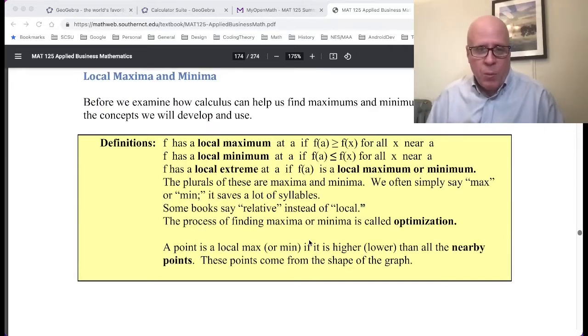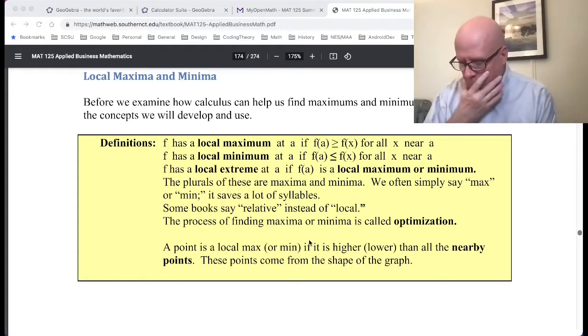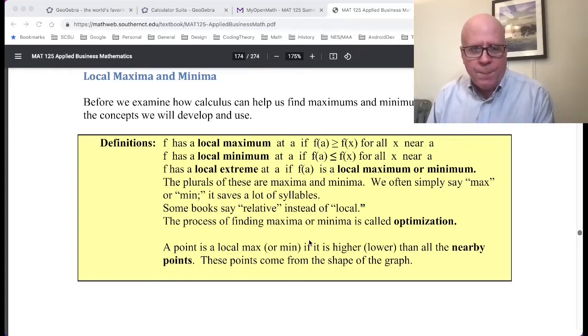So here's the important parts in this opening. They put them in these big yellow boxes. Just definitions of the phrases that are in bold there. So a local maximum: a function f has a local maximum at a if f of a is greater than or equal to f of x for all x near a. That really requires some talking about.